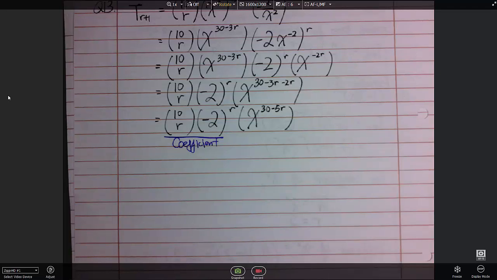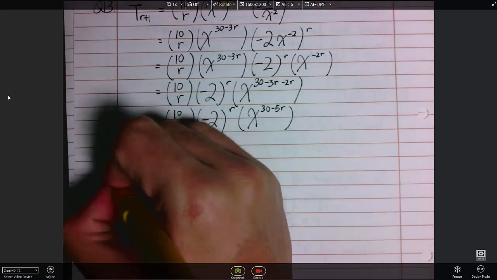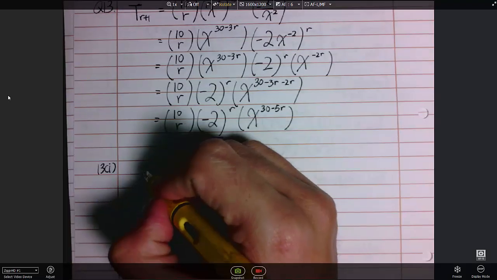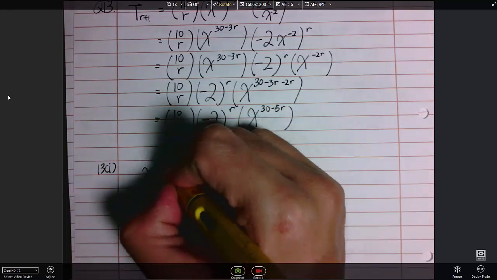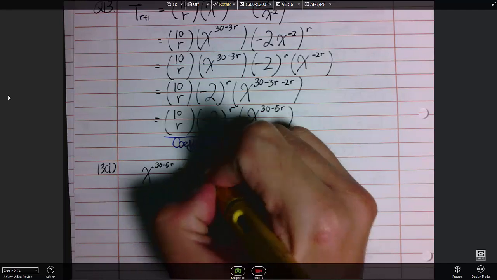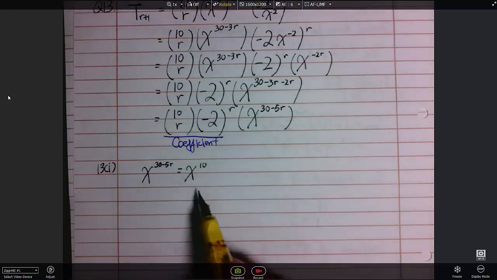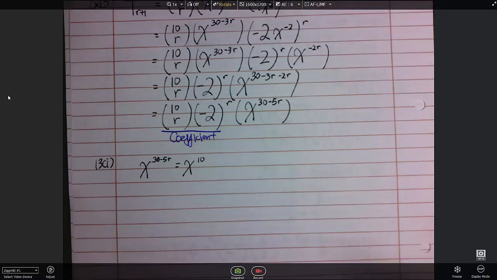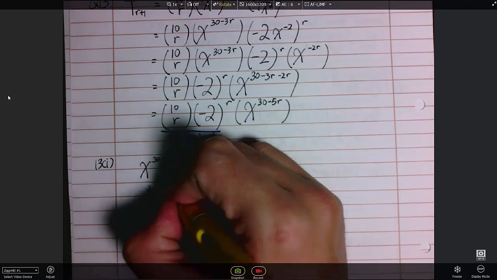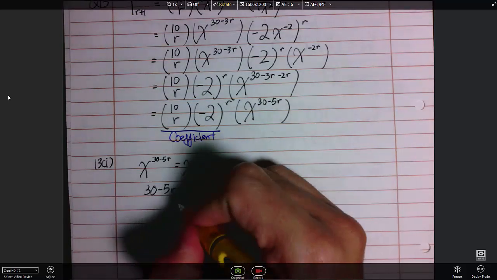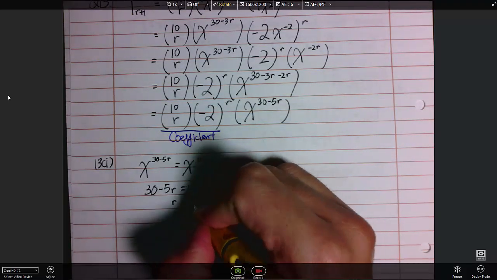Now for 13 part 1, they want the term in x to the power of 10. So I say x to the power of 30 minus 5r equals x to the power of 10. The whole point is that I'm trying to find what value of r will give me x to the power of 10. So I compare coefficients. 30 minus 5r equals 10. We solve: negative 20, so my r equals 4.